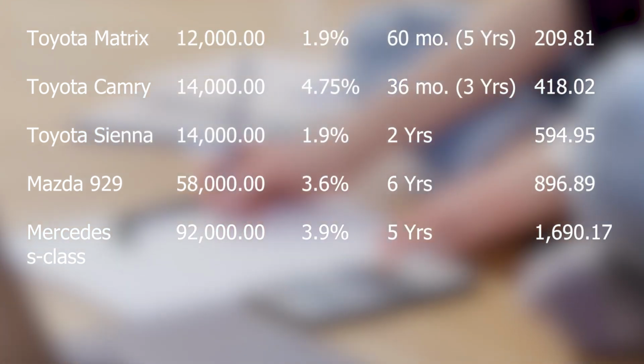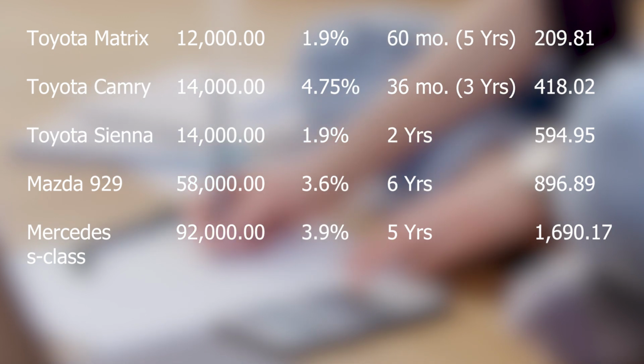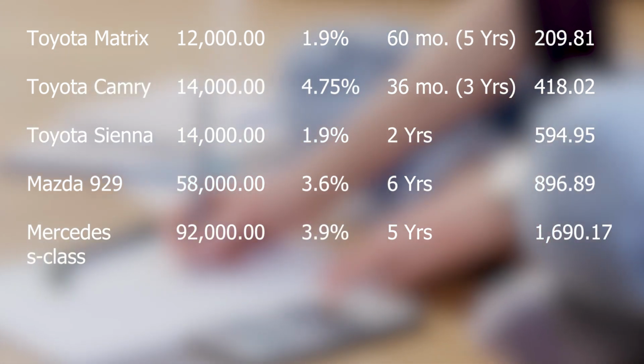Here we have a few cars that we're going to use for examples on how we can get our monthly loan payments. The numbers that we used here were calculated in a free online calculator, so we didn't have to do any math. It was just plug in the numbers and there you go. Please feel free to pause the video so that you can write down the principal amounts so we can go ahead and get started. We're going to use the Matrix for our example.